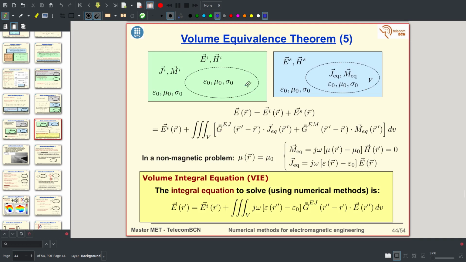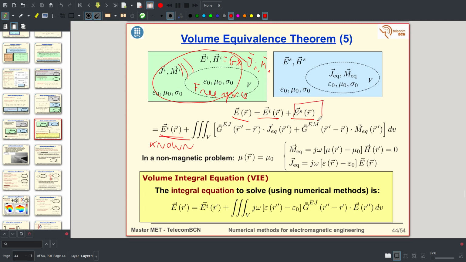So let us summarize what we have. The total field is the summation of the incident field plus the scatter field. The incident field is known because it's very easy to compute. It's just the radiation of the impressed currents in free space, okay? So no problem with this. This is just, as I said before, the convolution of the Green's function with the impressed currents. No problem with this. This is known. And then we have to add the scatter field.